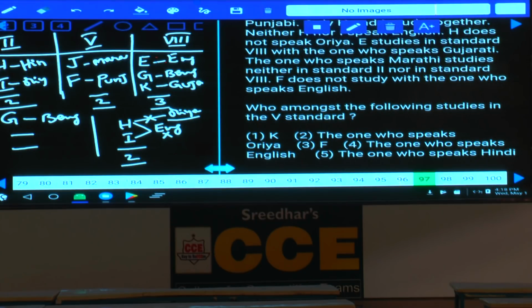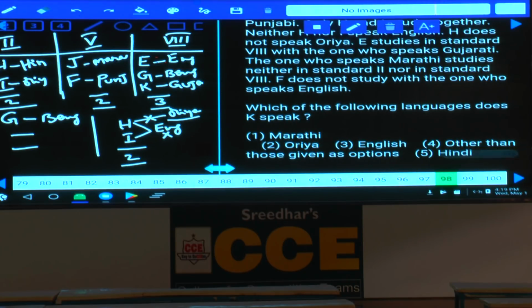Then 97. Who among the following studies in the 5th standard? In the 5th standard, F and J. Now F is given, that is choice 3. And 98. Which of the following languages does K speak? K speaks Gujarati, which is other than the options given, that is choice 4.